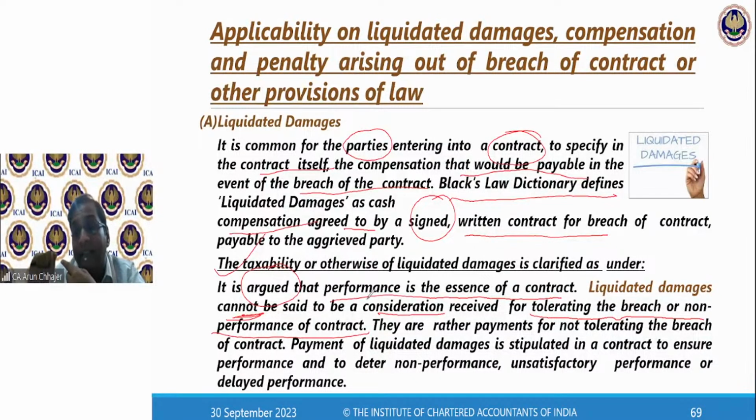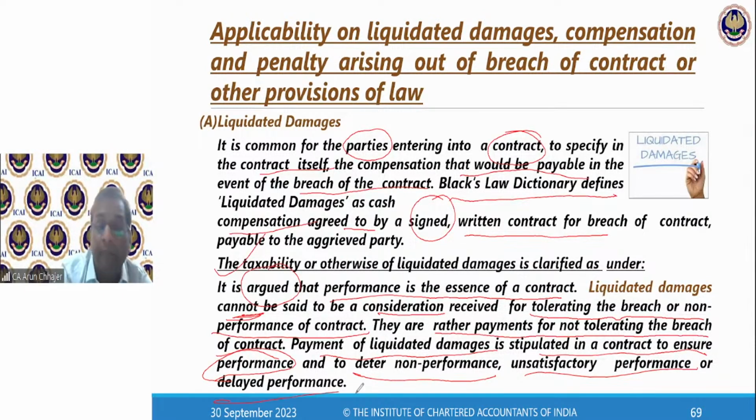What is the supply? The supply, we can merely say, is of non-performing the contract within the time limit. Would XYZ be interested to make such a supply of non-performing the work within the time limit? It would not. They are saying it is rather a payment for not tolerating the breach of the contract. Payment of the liquidated damage is stipulated in the contract to ensure the performance and deter the non-performance, unsatisfactory performance or delayed performance.